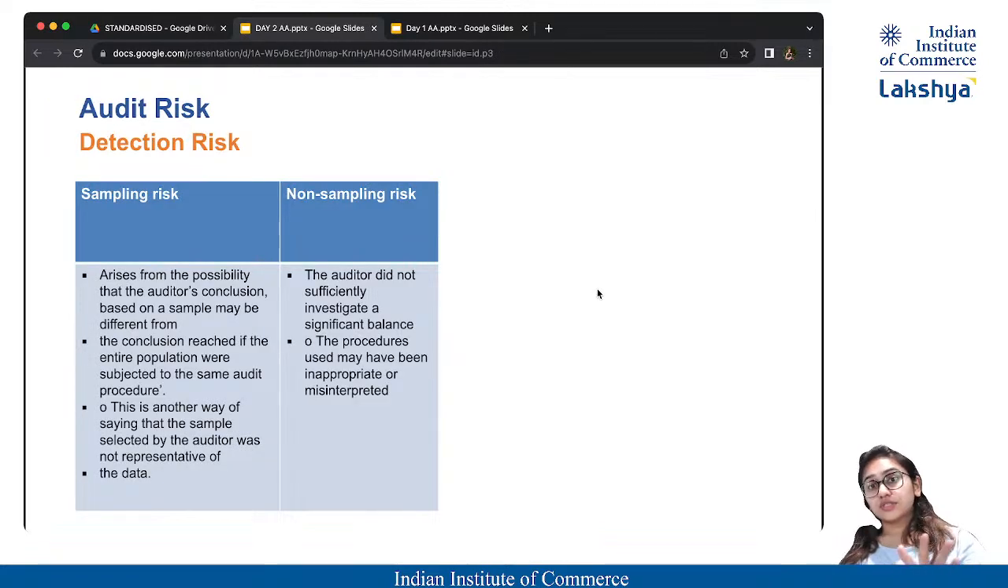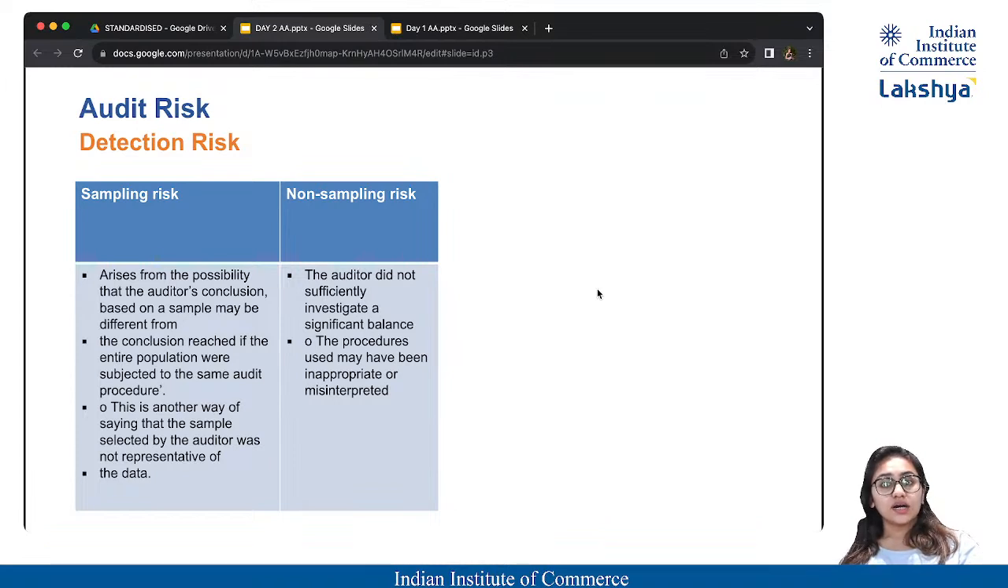Now detection risk is further classified into two categories. One is the sampling risk and one is the non-sampling risk. So what is a sampling risk and what is a non-sampling risk? Detection risk is further divided into two categories: sampling risk and non-sampling risk.